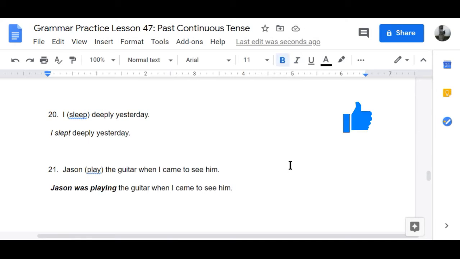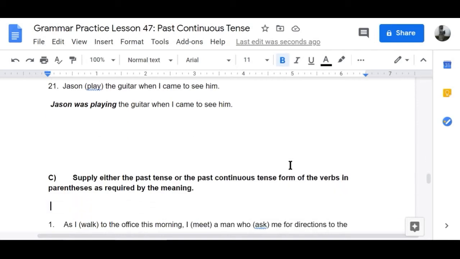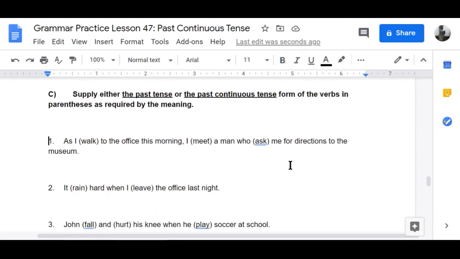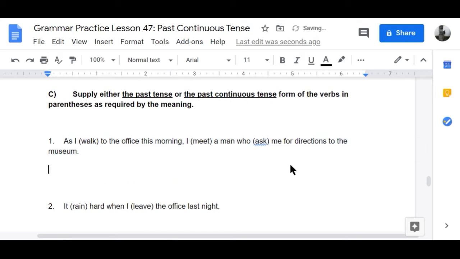Cool. Is this all, teacher? I don't think so, guys. We have more. C. Supply either the past tense or the past continuous tense form of the verbs in parentheses as required by the meaning. 1. As I to the office this morning, I a man who me for directions to the museum. Seriously, early morning, museum, tourists.